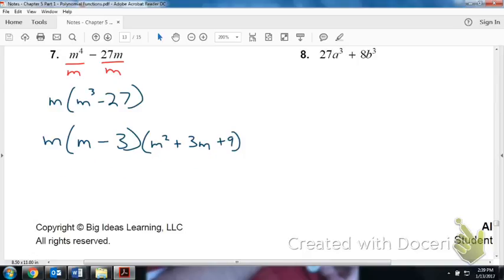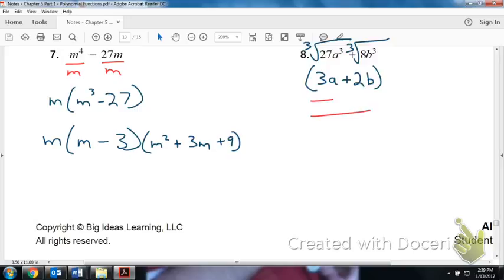Number 8, same idea. Let's do this real fast. Can I divide those by anything? No, I cannot. So, here we go. We'll just start. The cube root of 27a cubed is 3a. The cube root of 8b cubed is 2b.